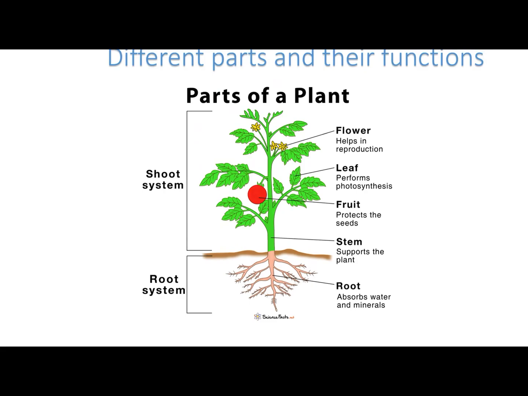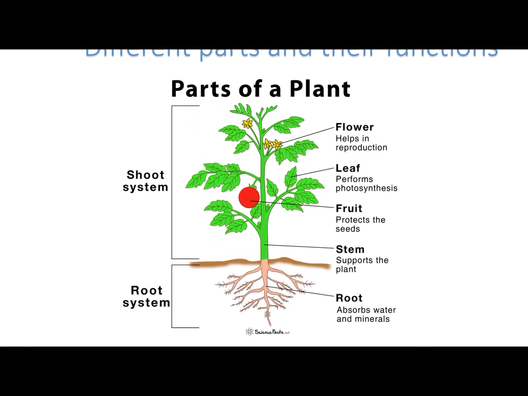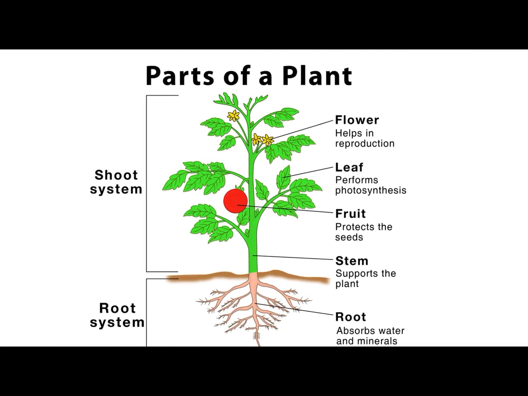Colorful and attractive part of the plant is called flower, which helps in reproduction. Here you can see the picture of fruit. Fruit bears seeds. It also protects seeds. Seed may be monocotyledons and dicotyledons.